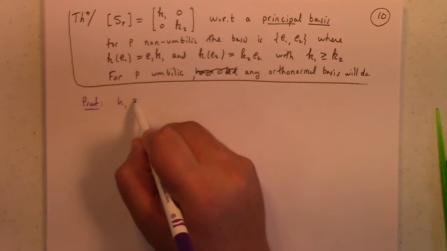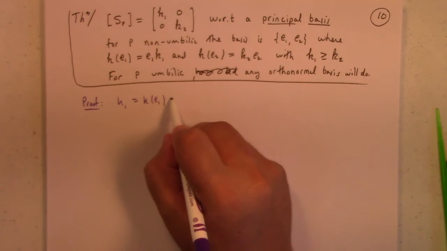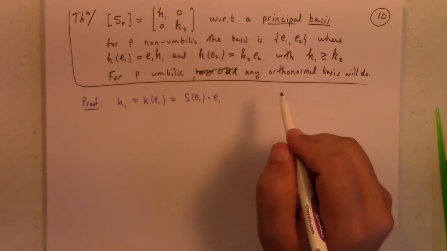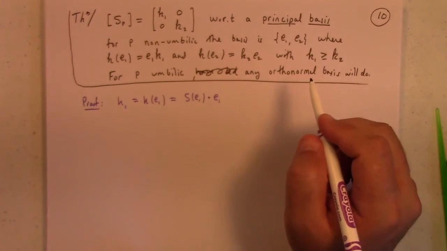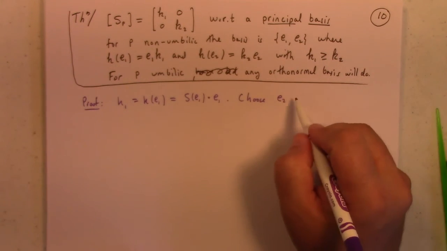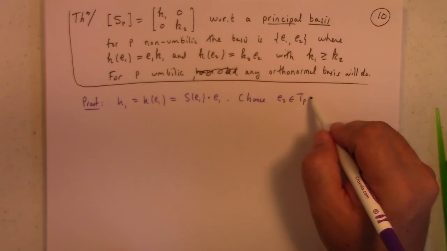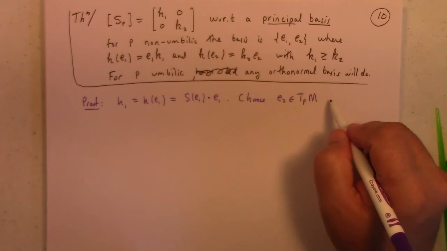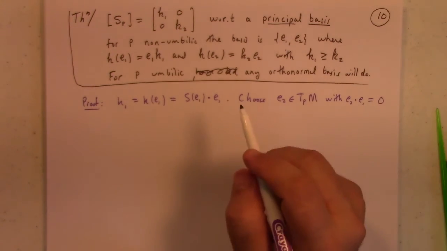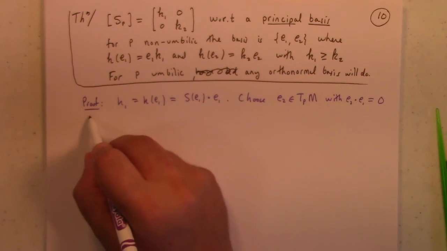let's say K1 is equal to K of E1, right? And we know that K of E1 is S of E1 dot E1 by definition of the normal curvature. And so choose E2, and this is all at a particular point P in the tangent space to M, right? So choose E2 in the tangent space to M at P with E2 dot E1 equal to 0. Okay, we can do that. And so then we have a basis.